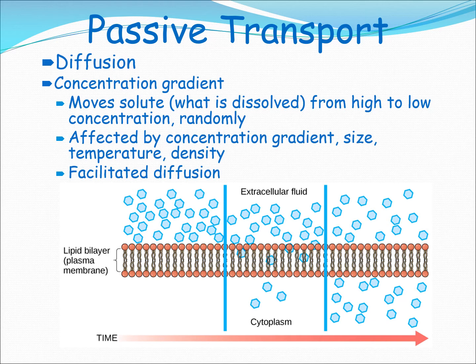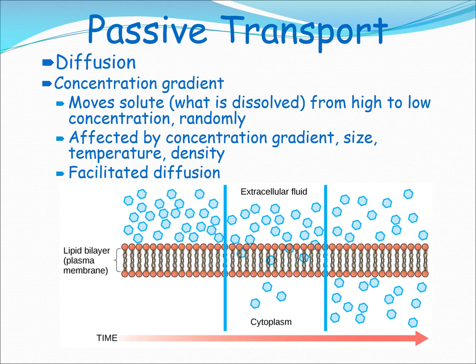How fast diffusion occurs is affected by how different the concentration is on either side. The greater the difference in concentration, the faster the molecules will move. Smaller molecules diffuse faster than larger ones, and as density goes up, the rate of diffusion goes down.